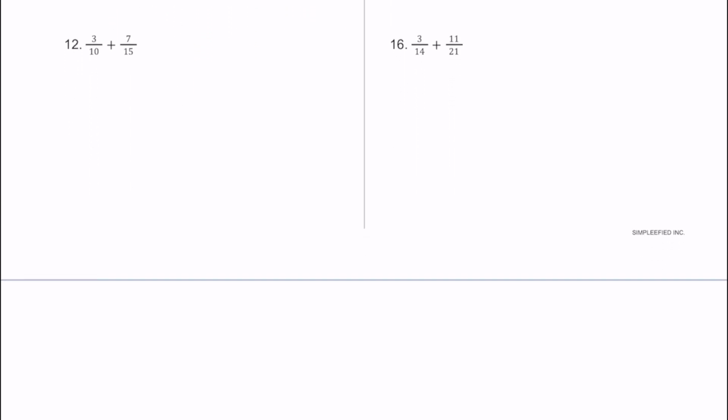For number 12, we have 3/10 plus 7/15. So we have these denominators of 10 and 15. Now, when do they meet for the first time? Let's think about this for a moment. 10 and 15, they can both be divided by 5. 5 times 2 is 10, and 5 times 3 is 15.